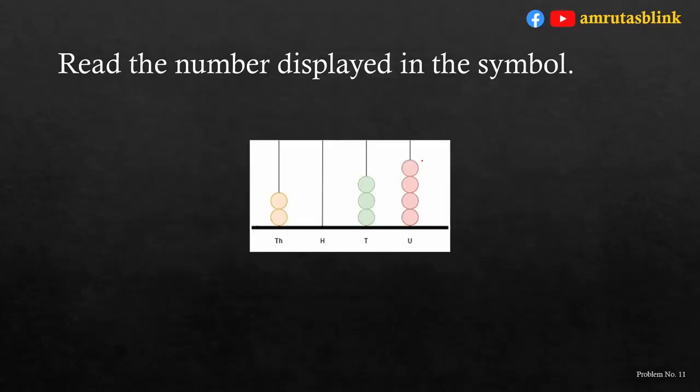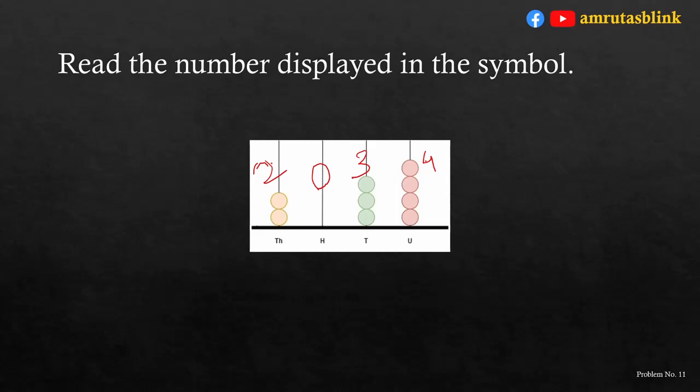Now similarly here at thousands place, how many balls are there? There are 2 balls. At hundreds place, how many balls are there? There is no ball given at hundreds place. So in this abacus we will write 0 here. Now how many balls are there at tens place? There are 3 balls. And how many balls are there at units place, that is ones place? It is 4. So the number is 2034.